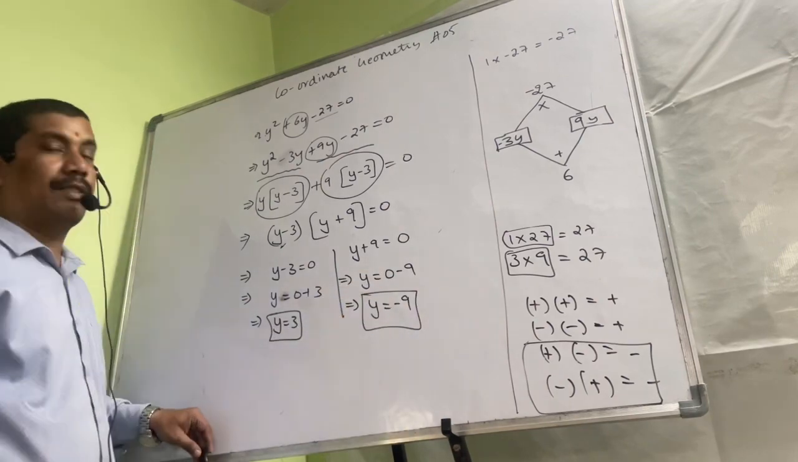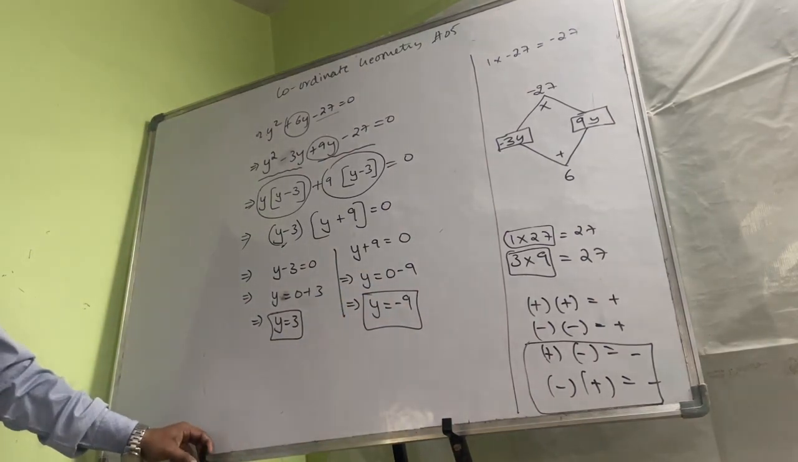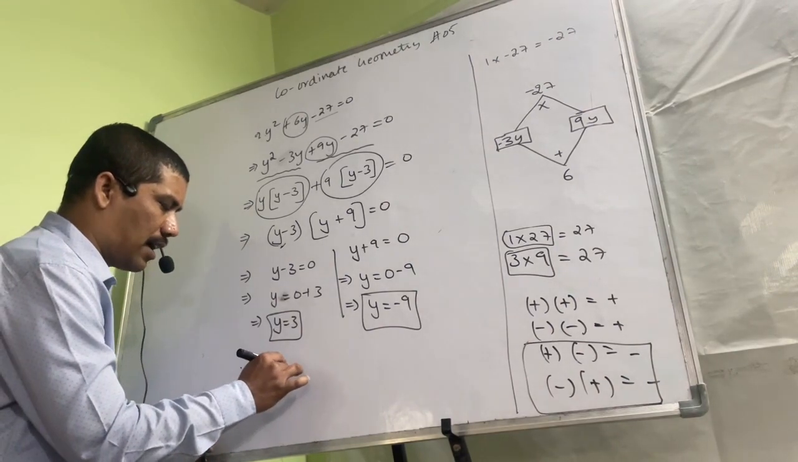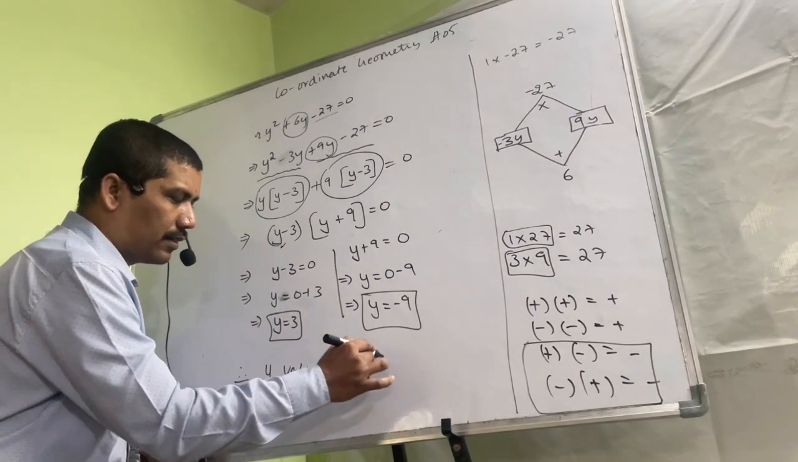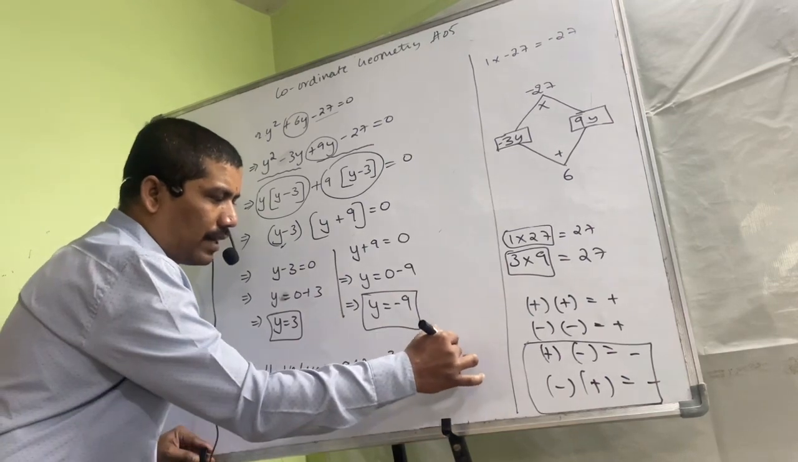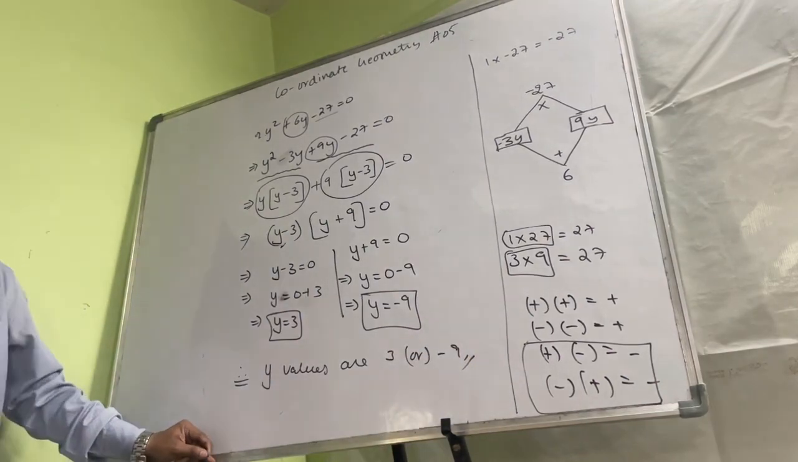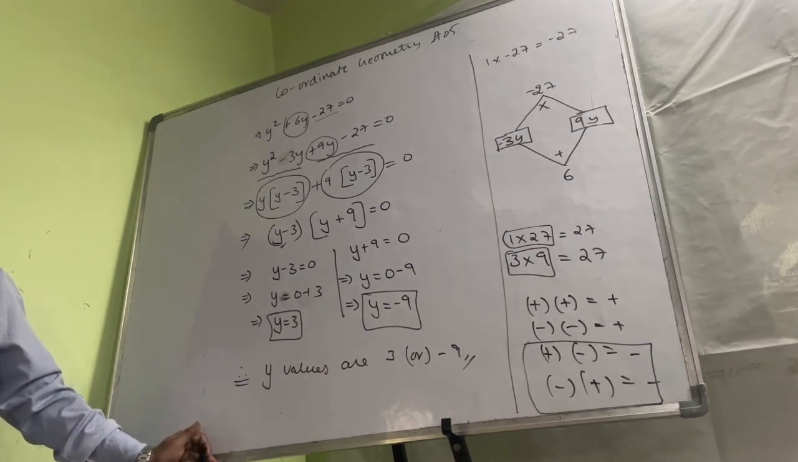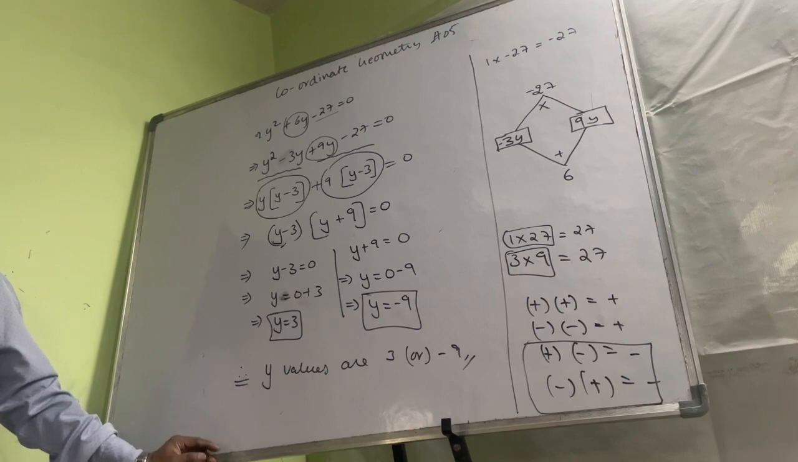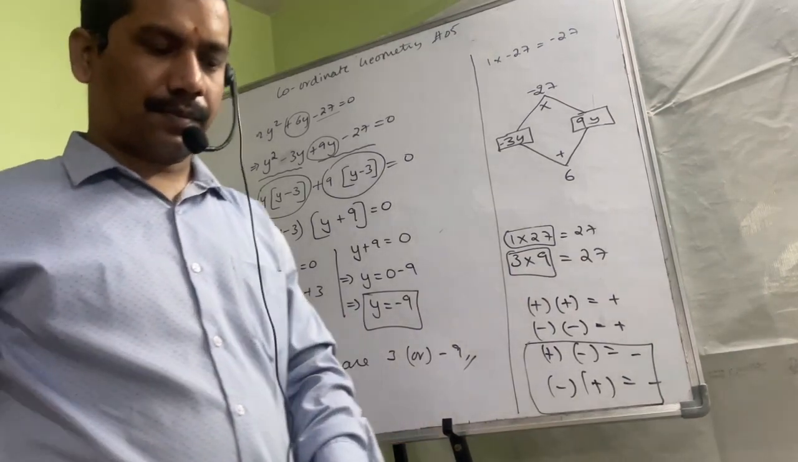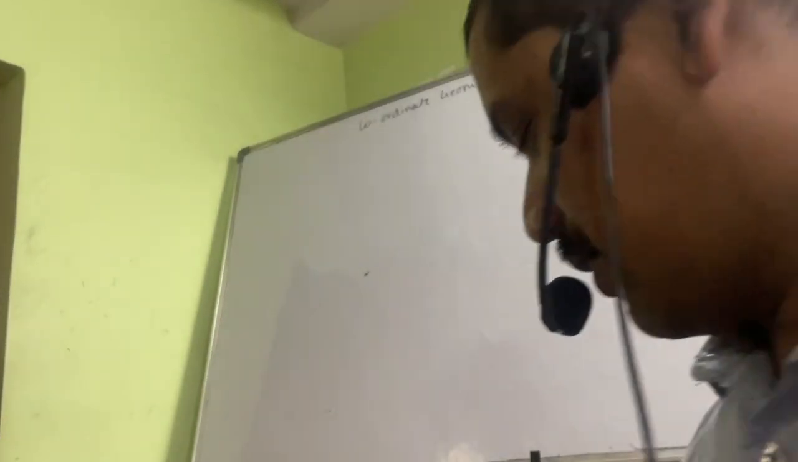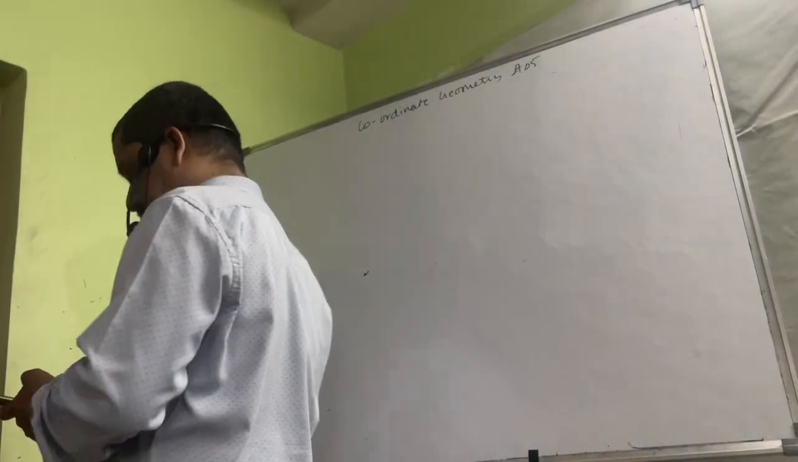Right? So therefore we have two y values. So therefore y values are 3 or minus 9. Clear with this point, everyone? Yesterday also we got two values for x. Right. Today we have done the same thing in terms of y. Okay? Observe it. Okay. So everyone, look at the next question.